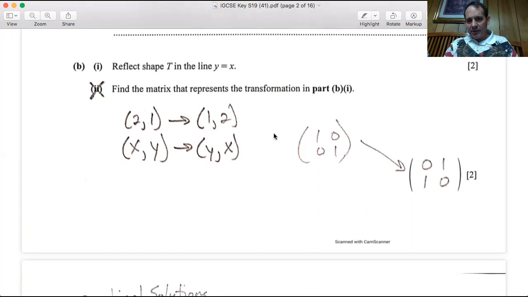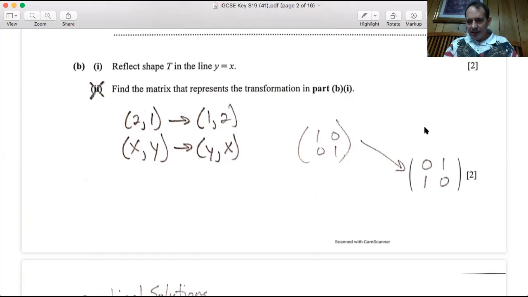0, 1. The top row represents your first position. The bottom row represents your second position. The top column represents your x, and the second column represents your y. So your x from the first position is now going to the second position. So if you look over here, remember your x, which is the first column, moves from the first position down to the second position. And then your y, which is the second column, moves from the second position up to the first position.